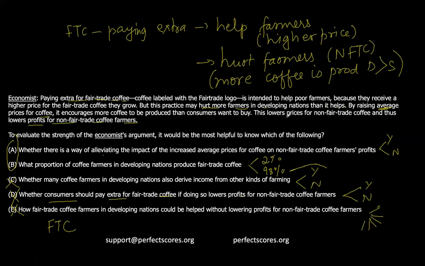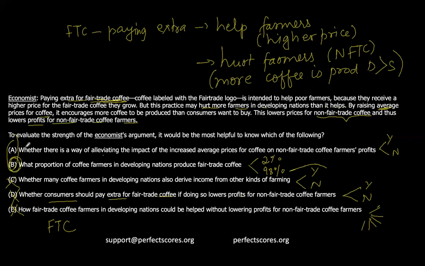Yes, because it all depends on how many farmers are growing the non-fair trade coffee and how many are growing the fair trade coffee. And the loss is basically for the non-fair trade coffee farmers, not for the fair trade coffee farmers. Because for the fair trade ones, they get higher prices. The non-fair trade ones, they get lower prices. So it depends on what proportion of the farmers produce which kind of coffee, because that would change whether we need raising the higher average prices for coffee or not. So yes, B is the answer.